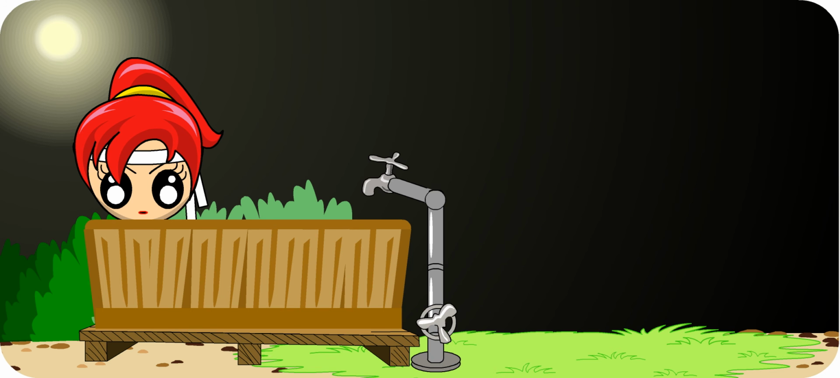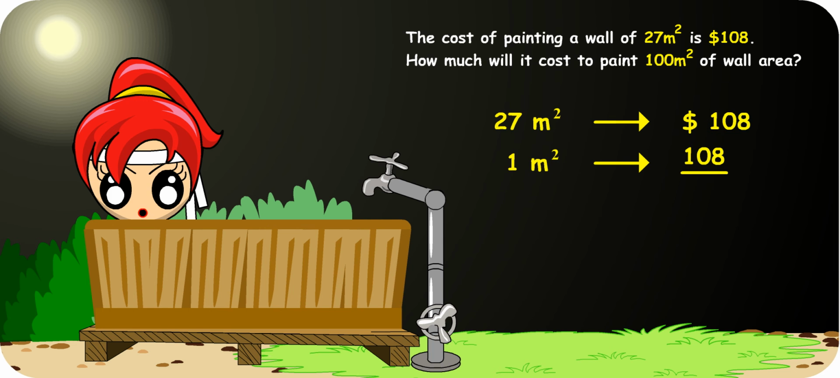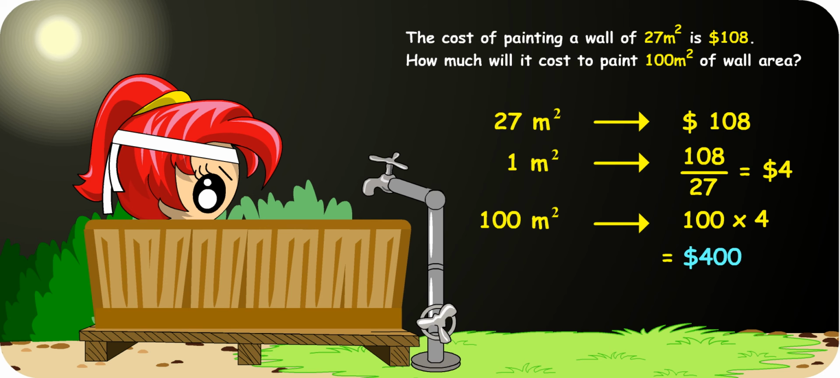Alright, try this one. The cost of painting a wall of 27 square meters is $108. How much will it cost to paint 100 square meters of wall area? To paint an area of 27 square meters, it will cost $108. So, to paint an area of 1 square meter will cost $108 divided by 27, which is $4. Therefore, to paint an area of 100 square meters, it will cost 100 times 4, which is $400. It will cost $400 to paint 100 square meters of wall area. That's correct. Well done, Turbo Girl.